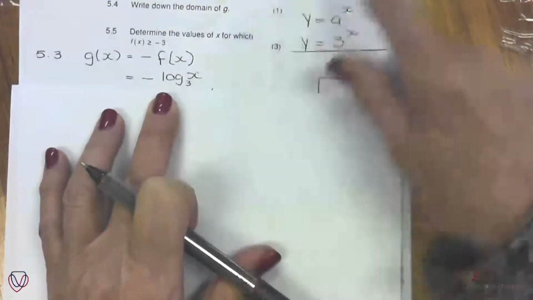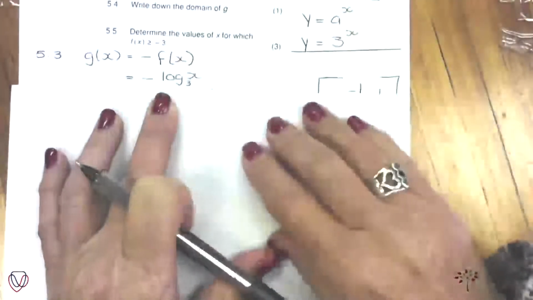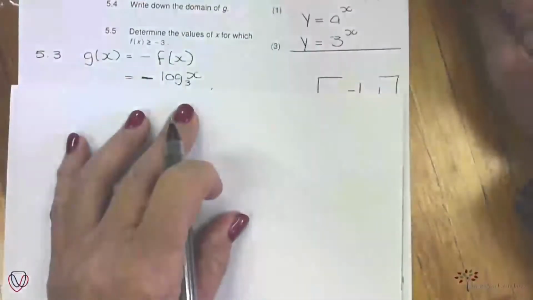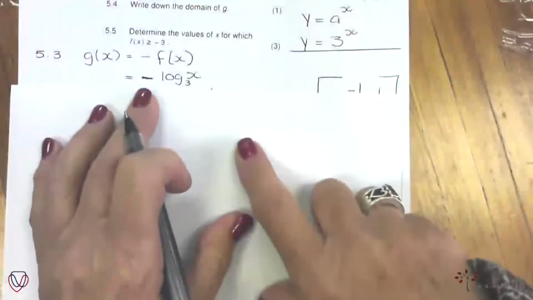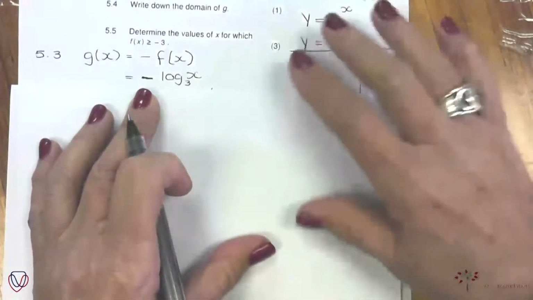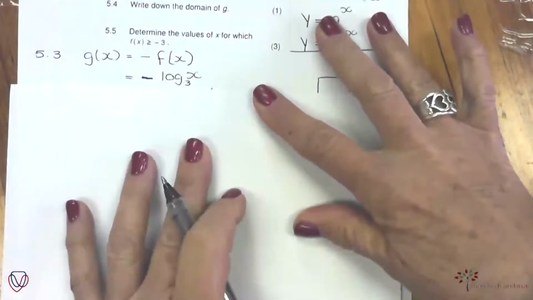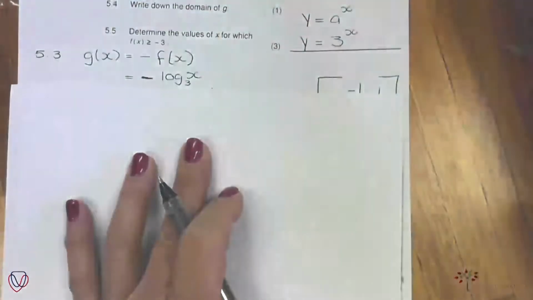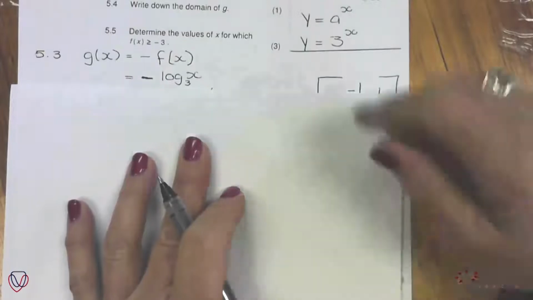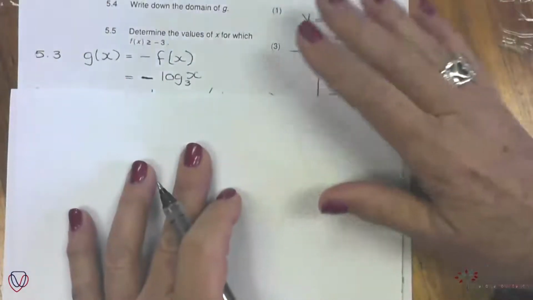Okay? And what do we do with it? We put a negative in front there. So you just copy the f(x) and put a negative in front there. Okay, that is the equation of g(x). It's negative log x base 3. Easy? Yes, not so difficult, people.